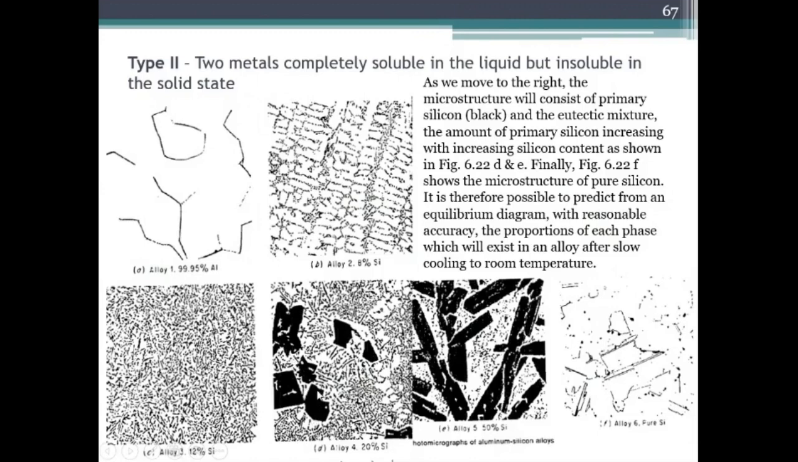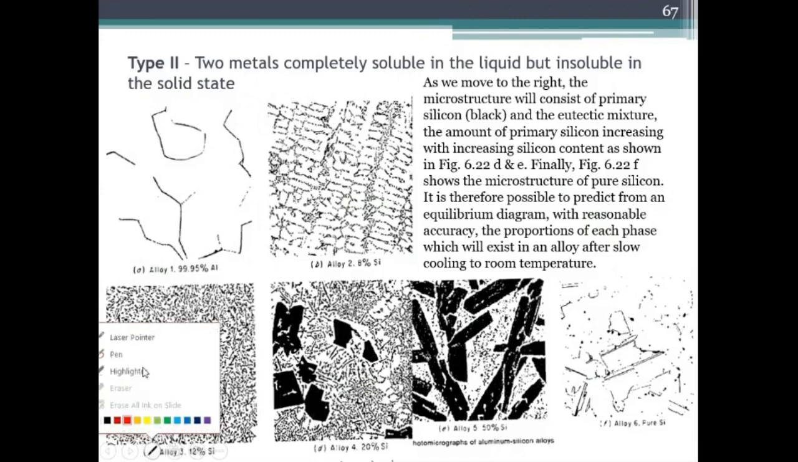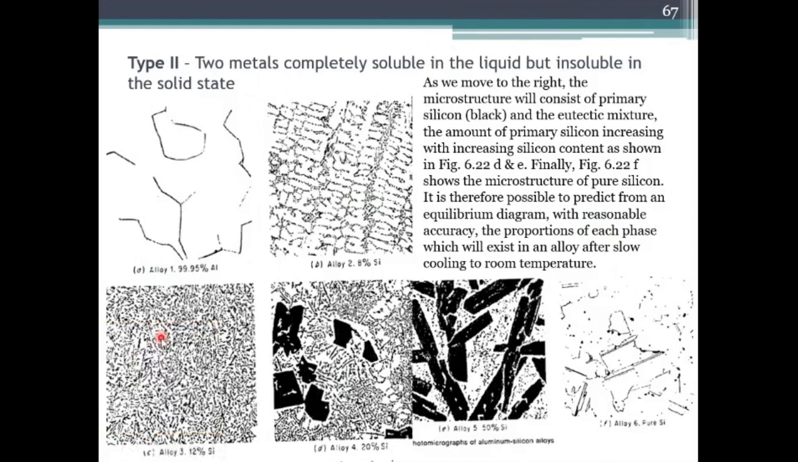When the silicon content is more, automatically an aluminum silicon intermetallic compound will be formed. That compound is formed from 20% silicon here, and at 12% silicon it is also seen, but it is very small. But when you go further with the increase in the amount of silicon, the intermetallic compound formation is comparatively higher. You can see these black portions are comparatively higher in the higher amount of silicon.